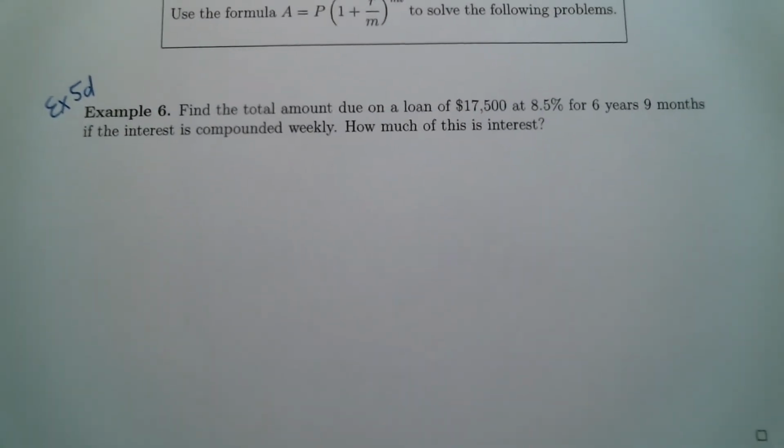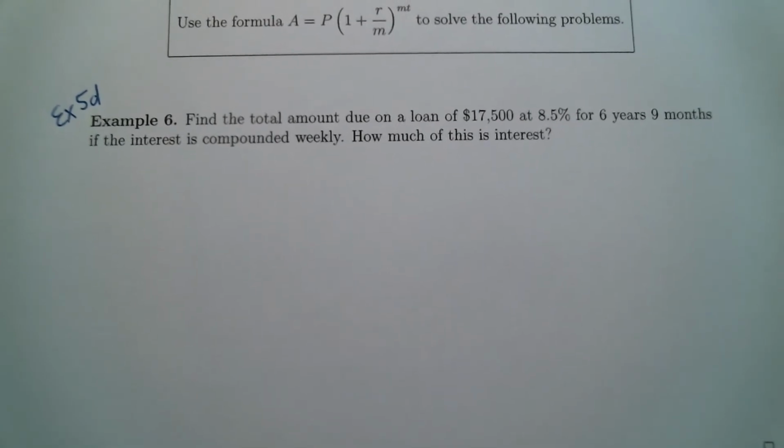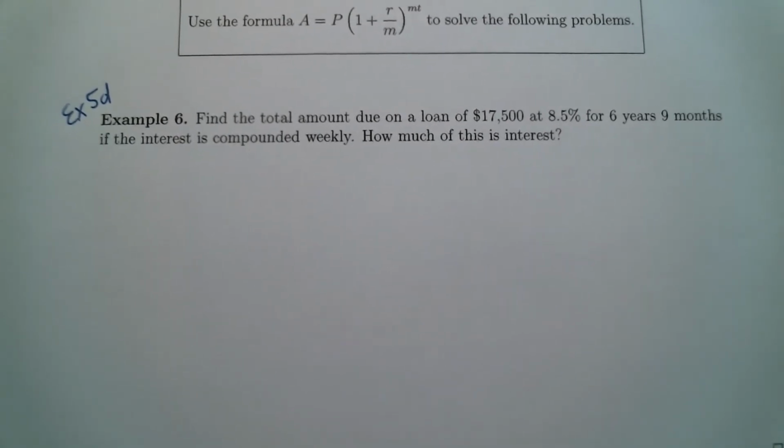Like I said, in example 5D, we decided that this should be a compound interest problem. You are not saving money here. This is a loan problem. But again, you are borrowing a lump sum of money, $17,500. You can treat loan situations and savings account situations very similarly. You can use the same formulas.